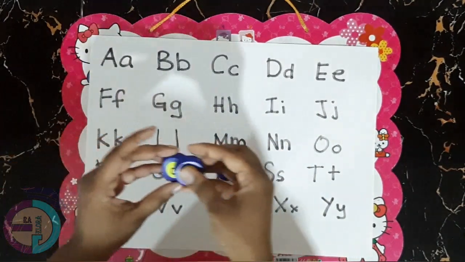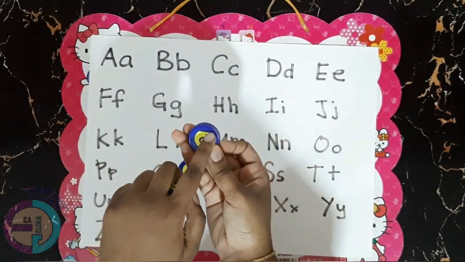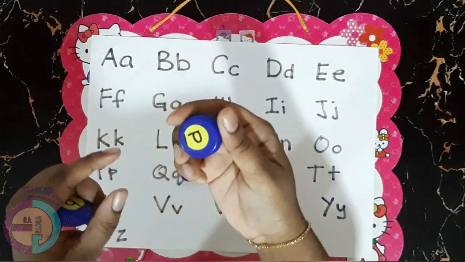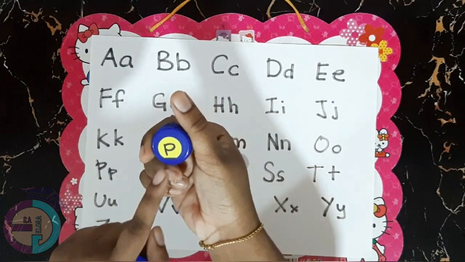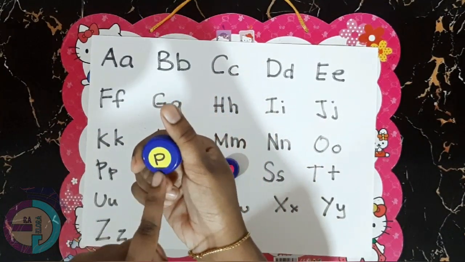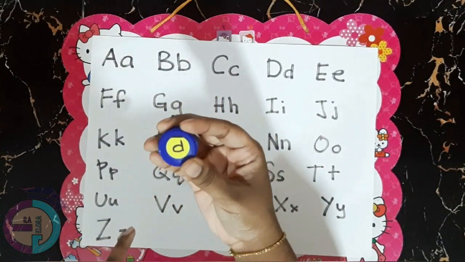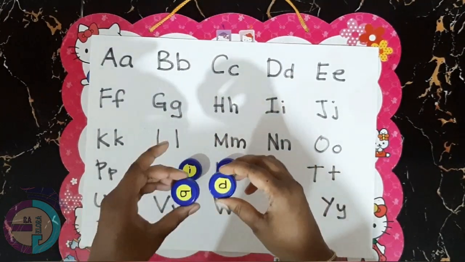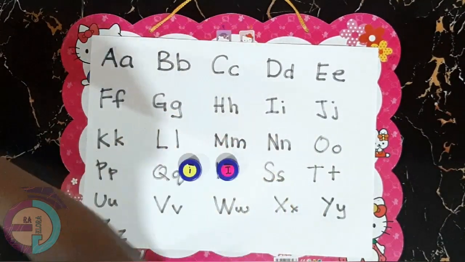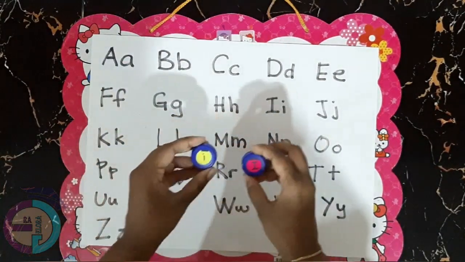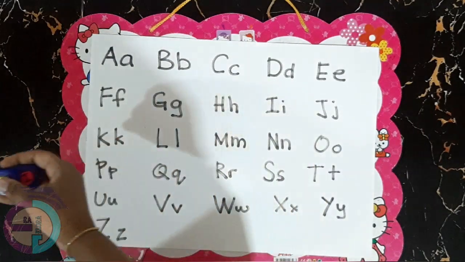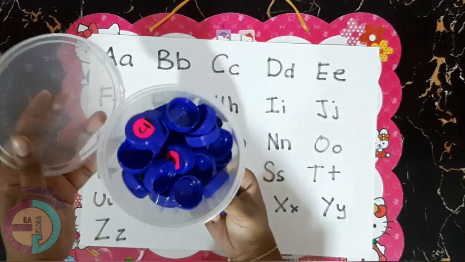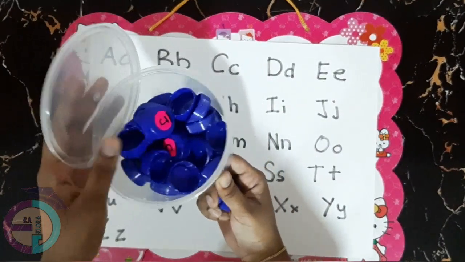For example, for this D, if I don't have the black line here, even the child will get confused whether it's a P or a D. To avoid that, I just made a small line so we will be able to identify the alphabets easily. So I have bottle caps A to Z, with all the alphabet named here.